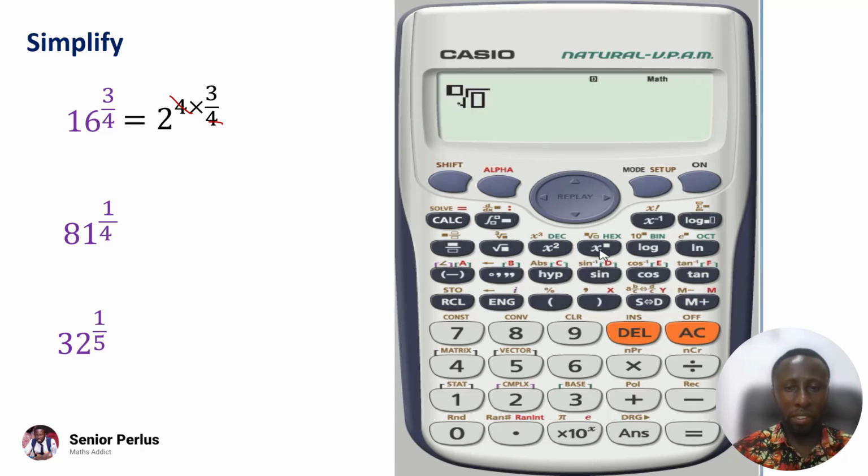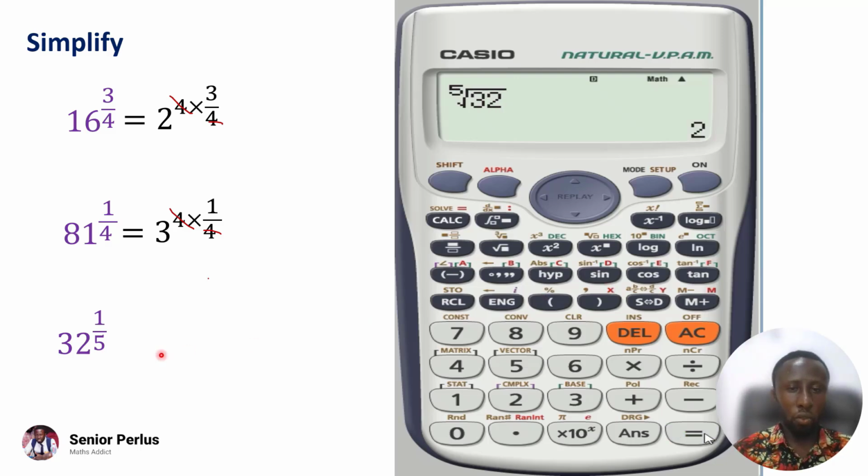So we use shift, then the nth root, that's 4, and 81. That one too will give us 3, meaning that 3 to the power 4 will give us 81. So therefore, we can break this one down, and then we get 3. The same applies here: shift, then the nth root for 32. So here the n is 5, and the inside is 32.